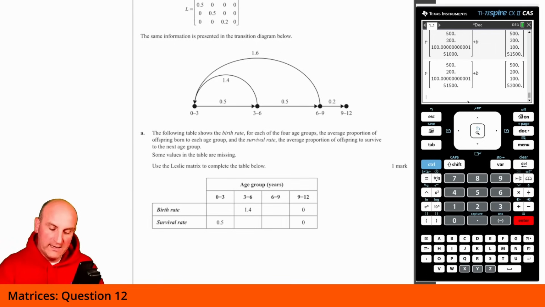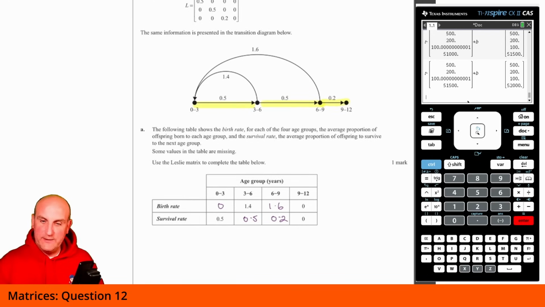All right, so birth rates. If we remember, our birth rates are the values that go backwards. So we've got 1.4, we've got 1.6, right? So 1.4, that's got to be 1.6. And the birth rate of the first age group is always going to be 0 because we don't feed them back in. So that's my birth rate. What's my survival rate? Well, my survival rates are the ones that go this way. And so what do we have here? Well, we have 0.5, 0.5, and 0.2. I quite like that. A nice introductory question. Thanks very much. Ease me into it. All right, here we go.